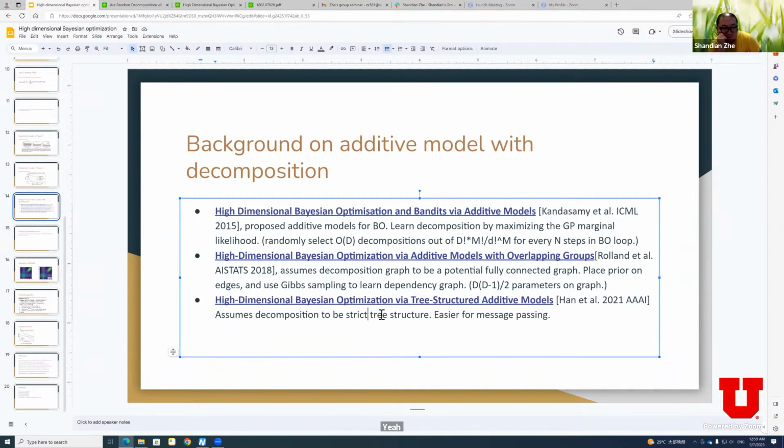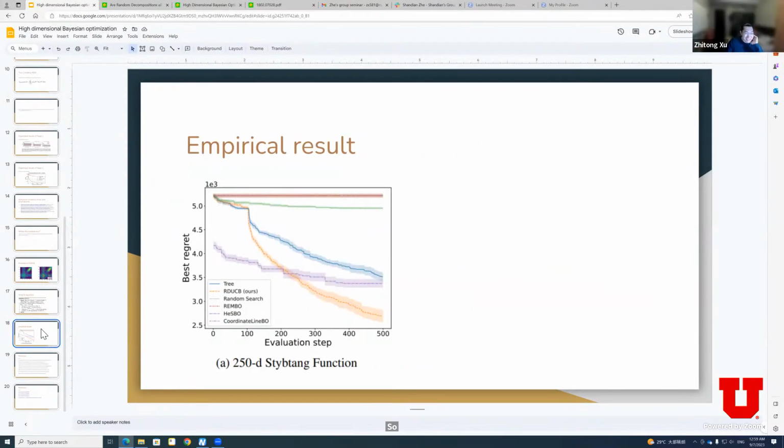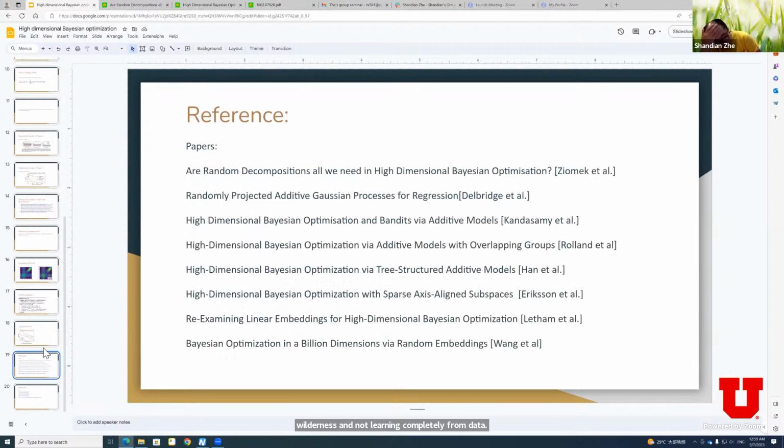So this paper only shows that by using this randomness and not learning completely from data, they will have better results. But why is this better than random projection?